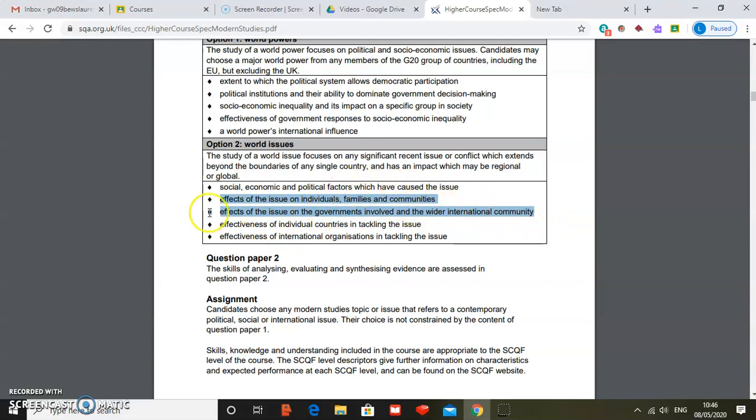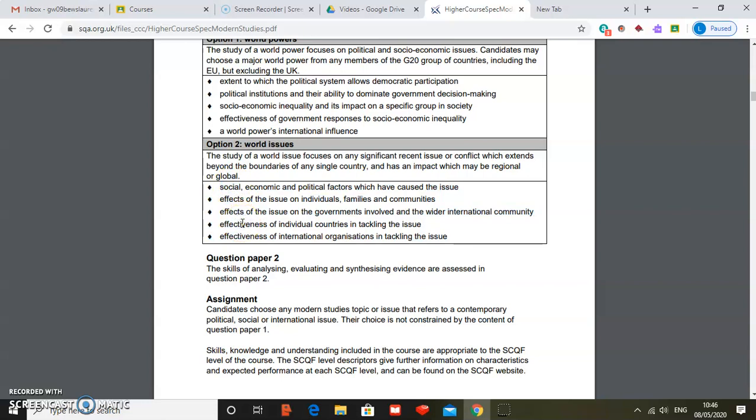So you have a cause, you have an effect question, and then lastly, the effectiveness of individual countries in tackling it or international organisations in tackling the issue. So you basically have potentially 3 different types of question there. So it's causes, the effects of the issue, and then how effectively it has been tackled.